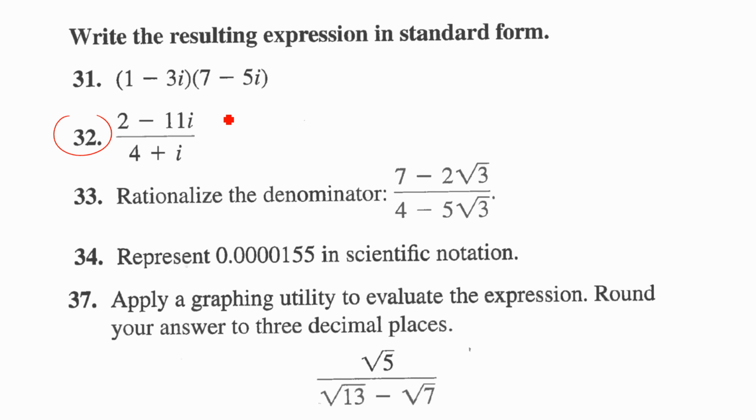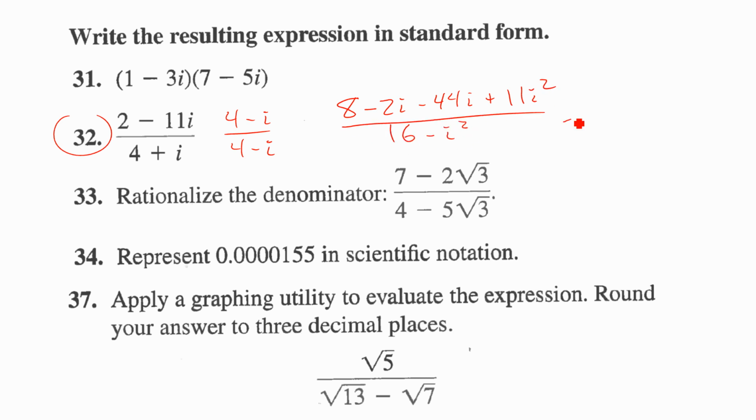Number 32, let's multiply by the conjugate, 4 minus i over 4 minus i, and we'll FOIL the top. 8 outside is minus 2i, inside minus 44i, last is plus 11i squared, over 16 minus i squared. Is going to be 8 minus 11, negative 3, minus 46i over 17, because you minus a negative.